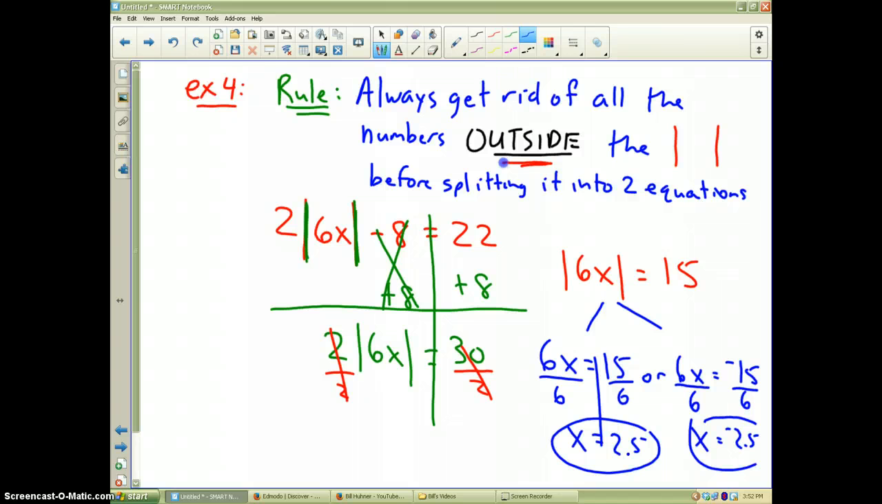And that is how you handle a situation where you have numbers outside the absolute value symbol before you solve the equation. Get rid of those.